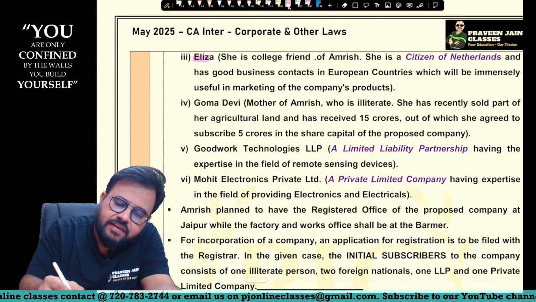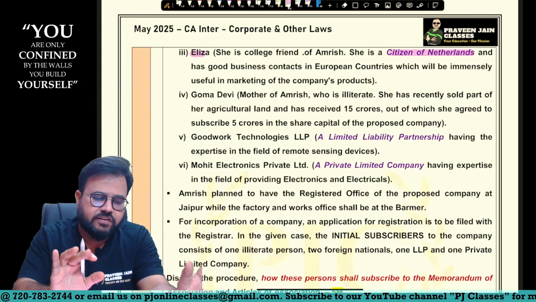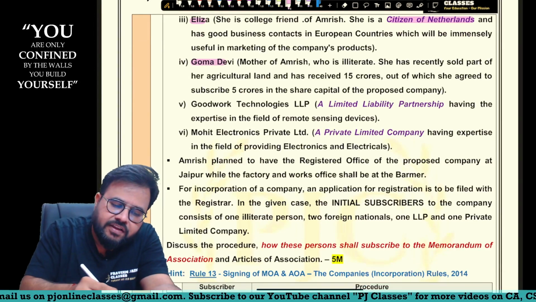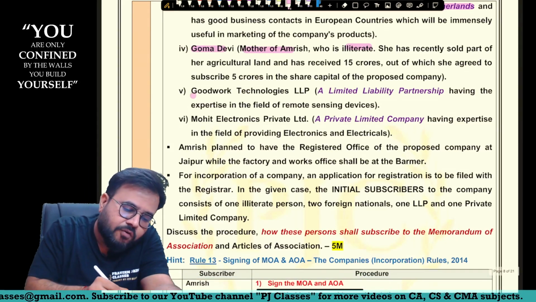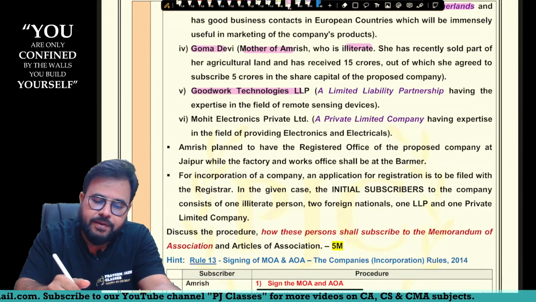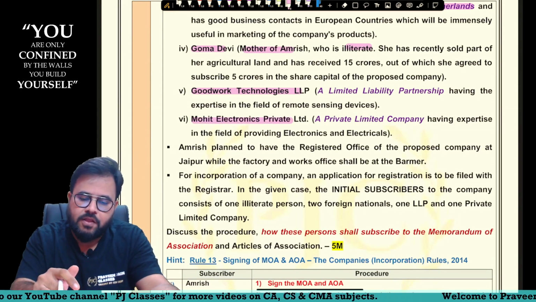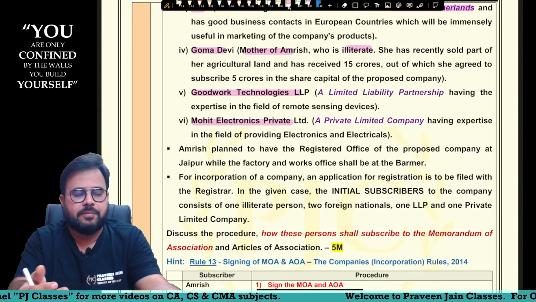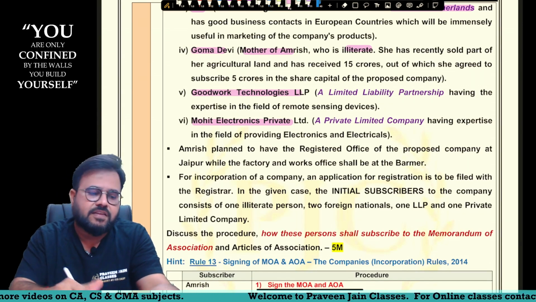Similarly, there is Eliza. She is also a citizen of Netherlands, but she did not come to India, sir. So she is still in Netherlands only, sir. Then Goma Devi, she is the mother of Amrish, but she is illiterate, sir. Then one more subscriber is an LLP, and one more subscriber is Mohit Electronics Private Limited. So these people are all subscribers. So totally 6 subscribers are there. For a private company, at least 2 was more than enough. Here 6 subscribers are there, sir.